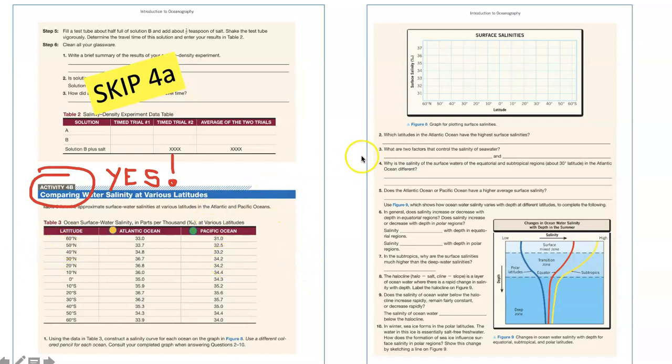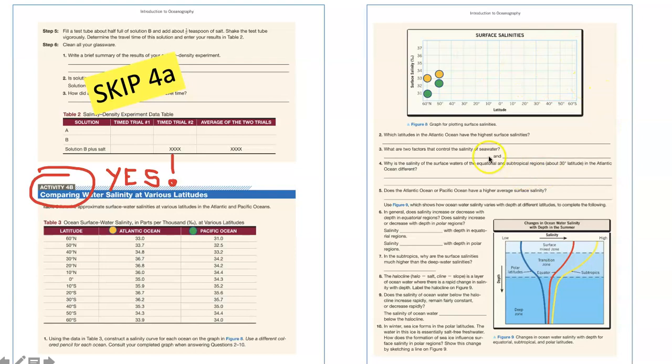So at 60 degrees north latitude, which is shown here, latitude's on the bottom, here's the equator, the salinity in the Atlantic Ocean is 33 per mil. And if you watch one of the videos that talks about salinity, you'll find out what per mil means. In the Pacific Ocean at that same latitude, it's a bit less salty with 31 per mil. At 50 north, the Atlantic Ocean becomes a little saltier at 33.7. The Pacific Ocean also becomes saltier at 32.5. So you're going to plot these points, connect them with lines, and notice trends and patterns that you see in the surface salinities.